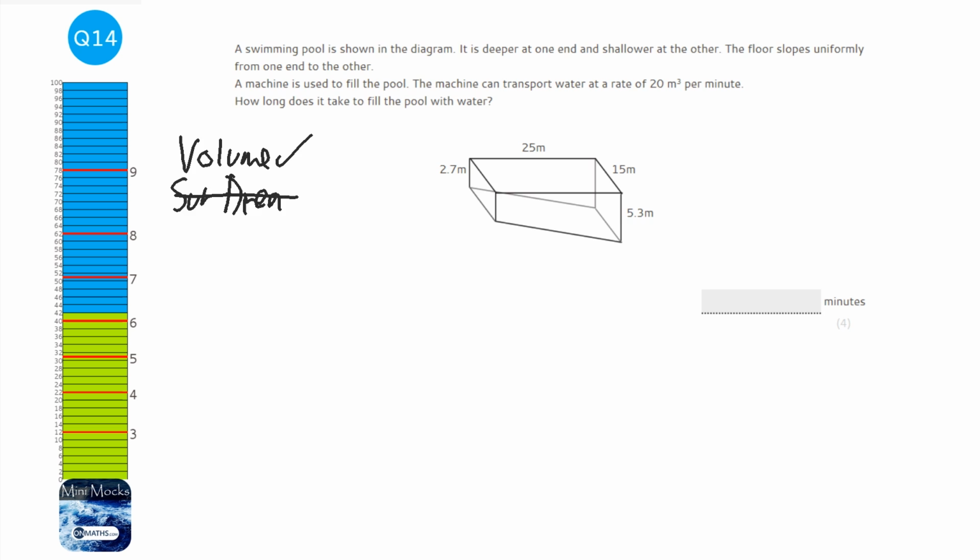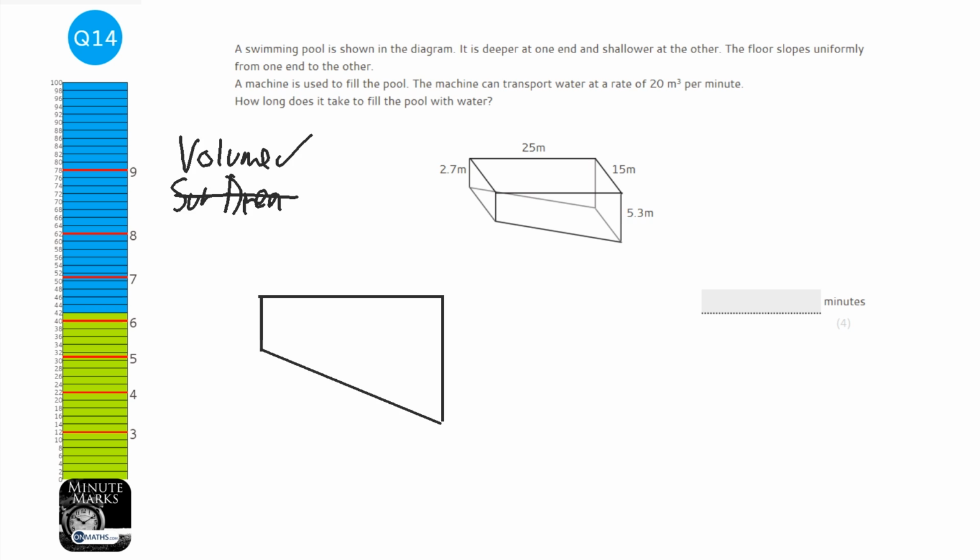Now, a way of approaching this is to figure out what the shape is. Well, the shape is a trapezium-based prism. So we've got to first of all work out what the area of the trapezium is. So I'm going to draw the trapezium out first.